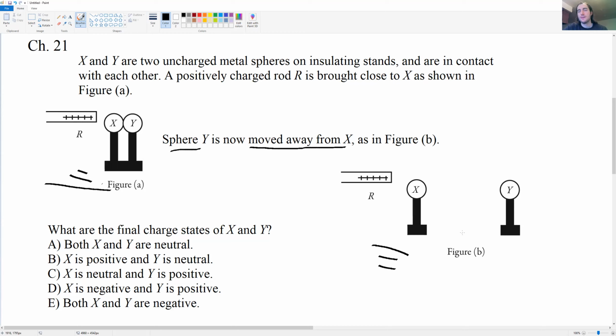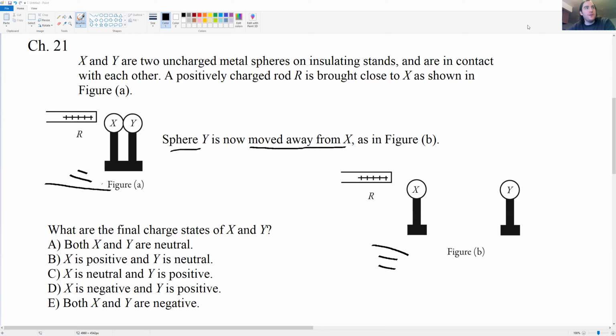And the question is, what are the final charge states of X and Y? The options are: both X and Y are neutral; X is positive and Y is neutral; X is neutral and Y is positive; X is negative and Y is positive; and finally both X and Y are negative. If you're watching on YouTube, again, pause the video now and we'll be back quick with the answer and discussion, but everybody who's here live is going to have a chance to think and then maybe discuss with partners. So we'll be back in a flash.